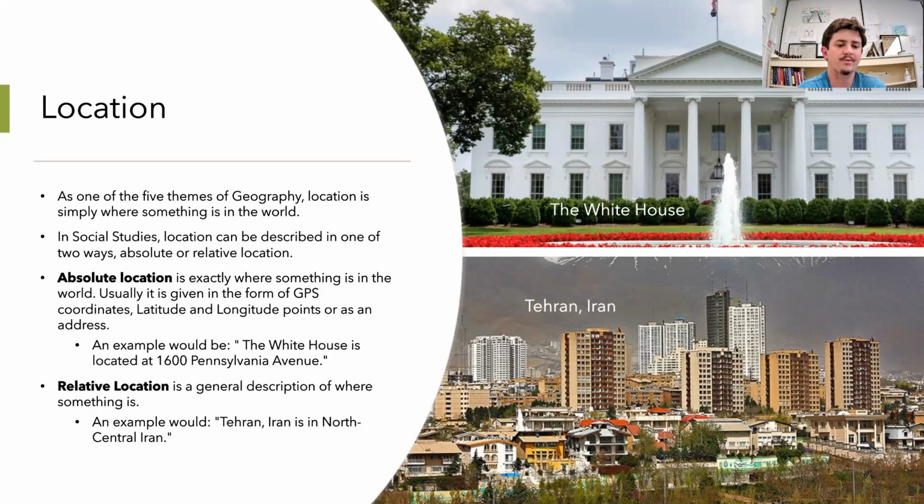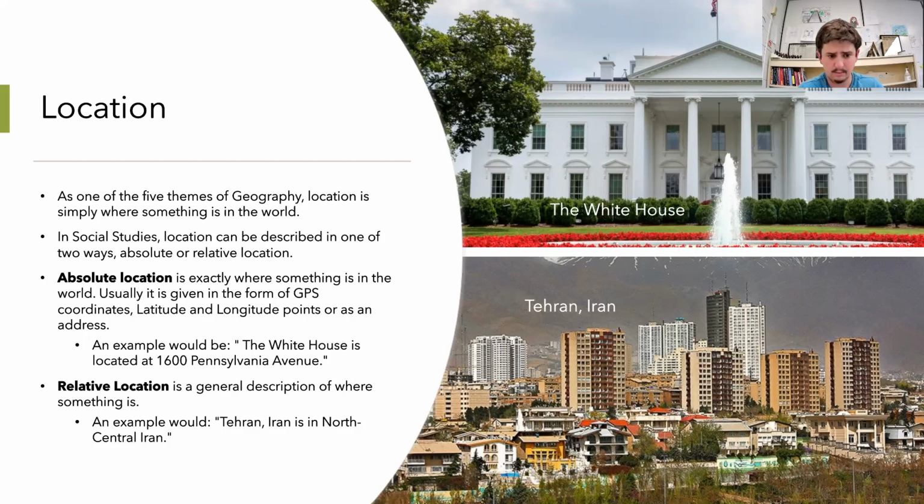And any of those things will tell you exactly where in the world something is. An example is the White House is located at 1600 Pennsylvania Avenue. That tells you exactly where you can find the White House. So absolute location is just simply where is it in the world.